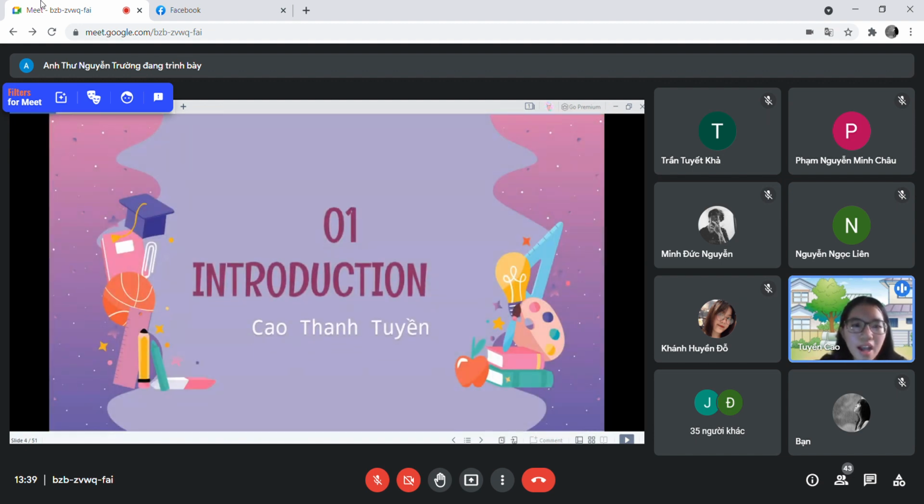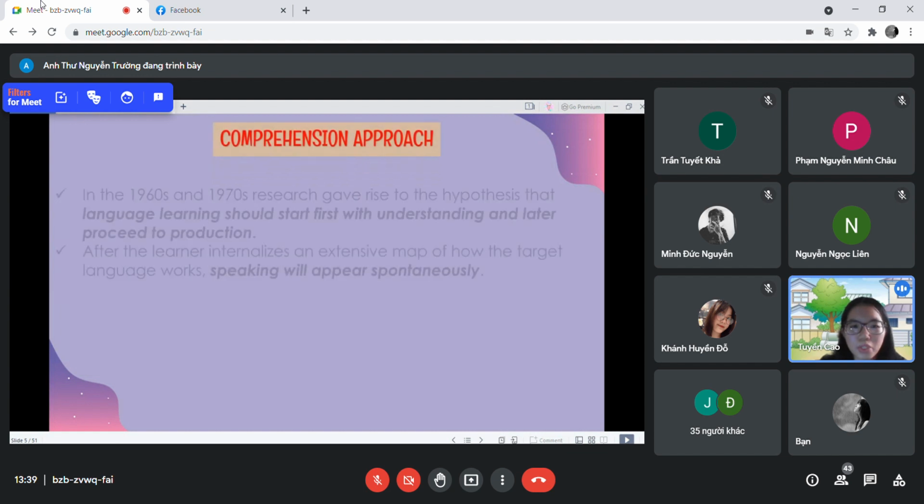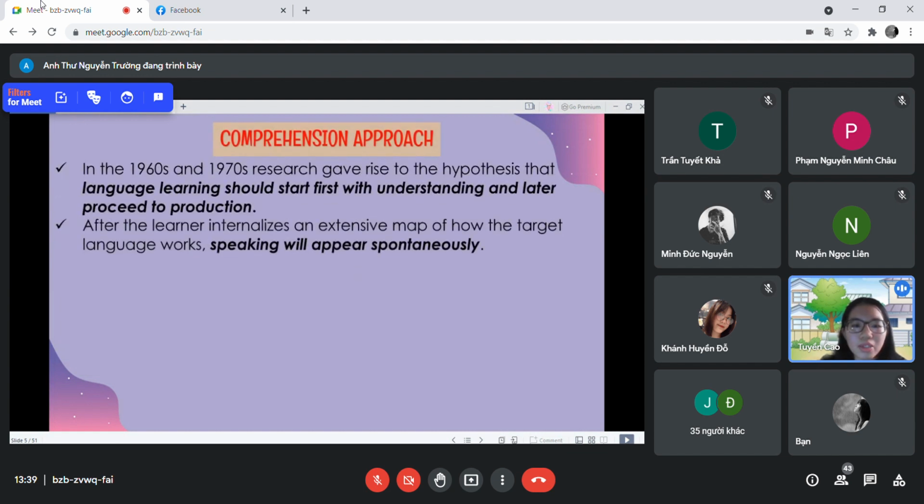So first, let me give you a brief overview. The comprehension approach is the name of a general approach to foreign language instruction. In the 1960s and 1970s, research gave rise to the hypothesis that language learning should start first with understanding and later proceed to production. After the learner internalizes an extensive map of how the target language works, speaking will appear spontaneously.